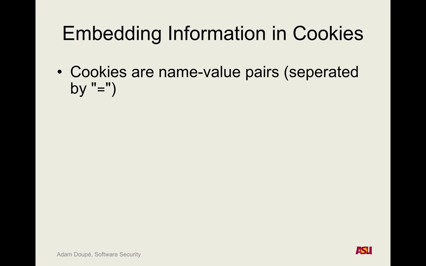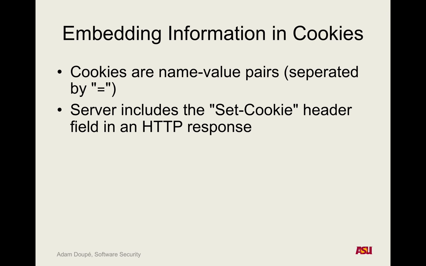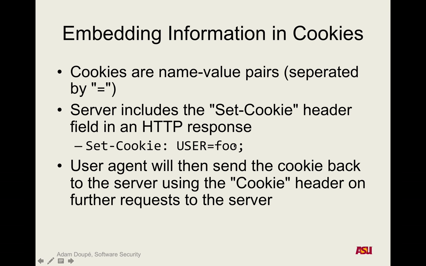Cookies are name value pairs separated by equal signs. So again, there's a little bit of consistency in the web, just like URL parameters. If a server wants to set cookies, it sends the Set-Cookie header to tell the client, hey, please set these cookies. So it can say Set-Cookie: user=foo or whatever it wants. Then on every subsequent request, the user agent or your browser should send the cookie back with a Cookie header that says, hey, these are the cookies. So when it makes a request, it would say Cookie: user=foo.